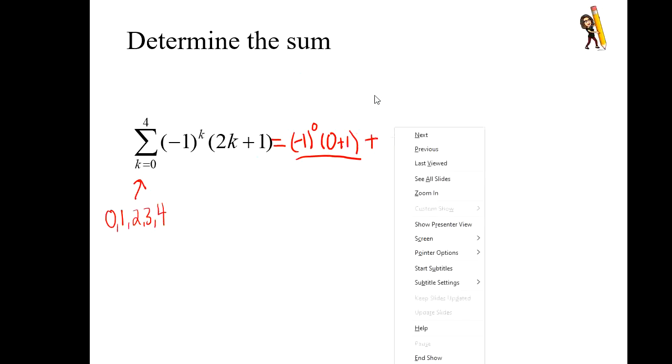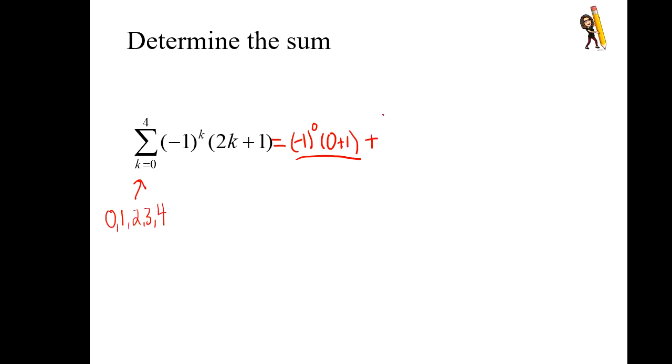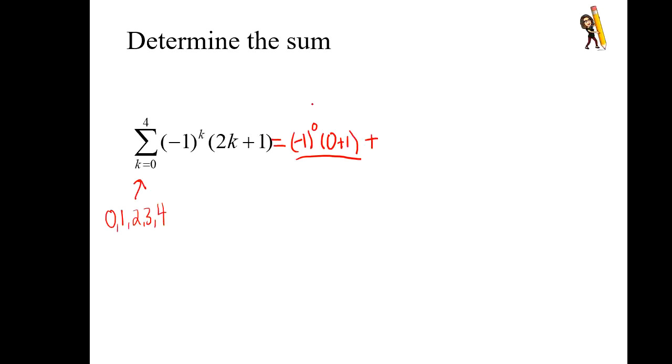Okay. We're plugging in 1. So it's going to be -1 raised to the first, all times 2 times 1 is 2, plus 1. That's my second term. Plus, now we're plugging in 2. So it's going to be -1 squared, all times 2 times 2 is 4, plus 1. I'm going to run out of room, so I'm going to have to write 2 lines, okay?